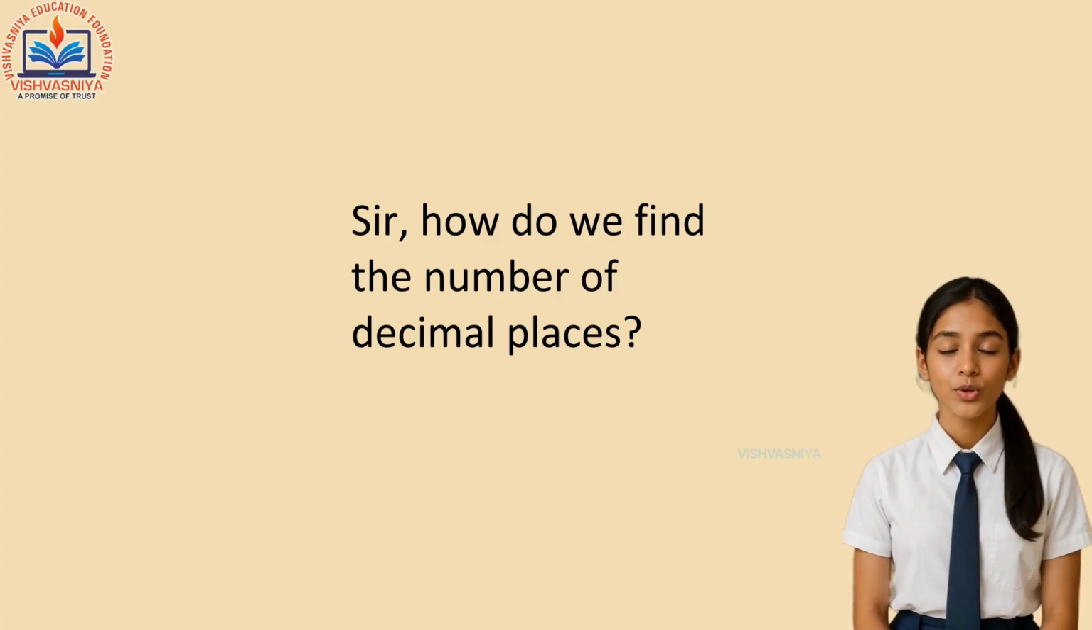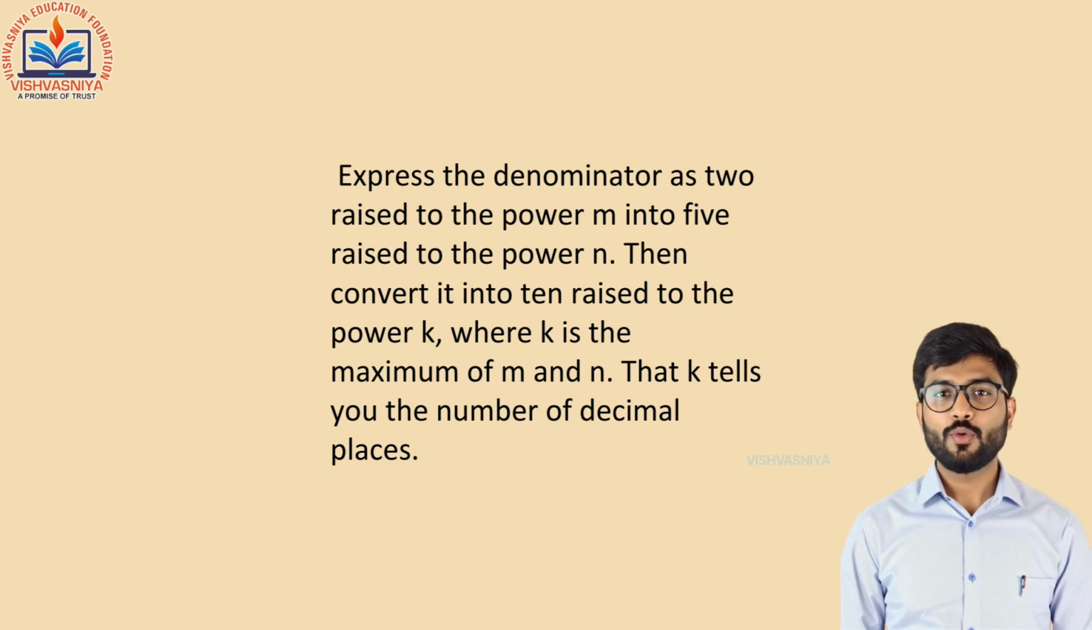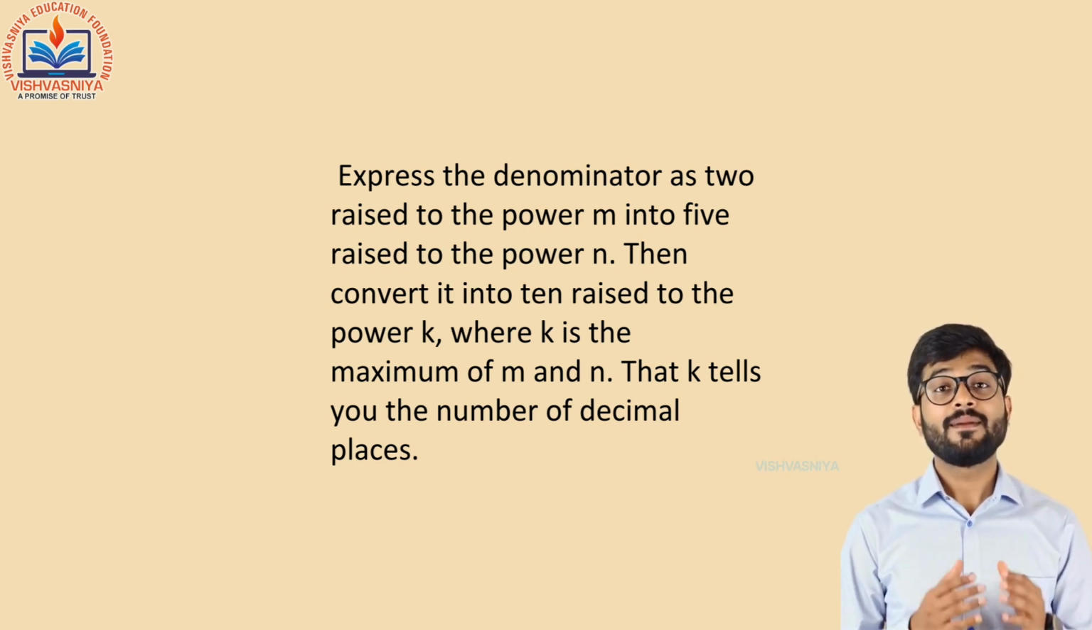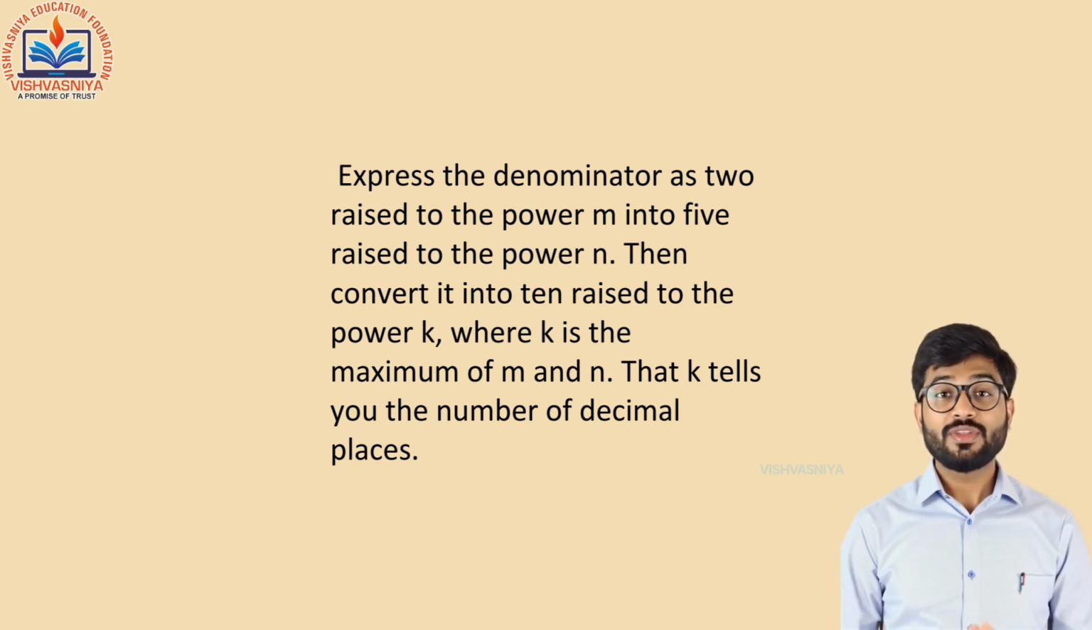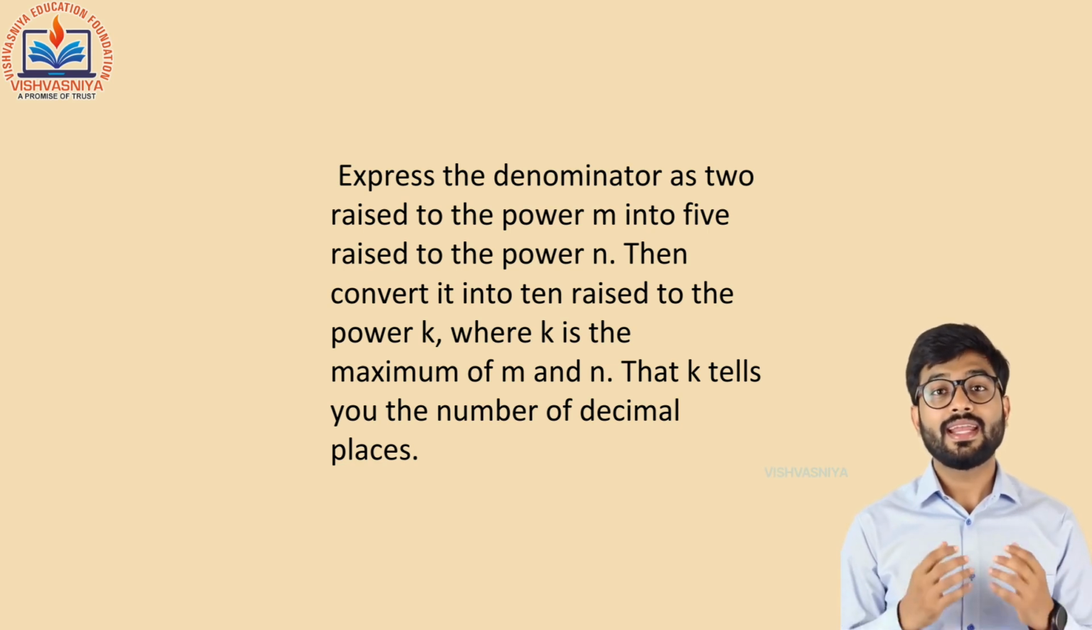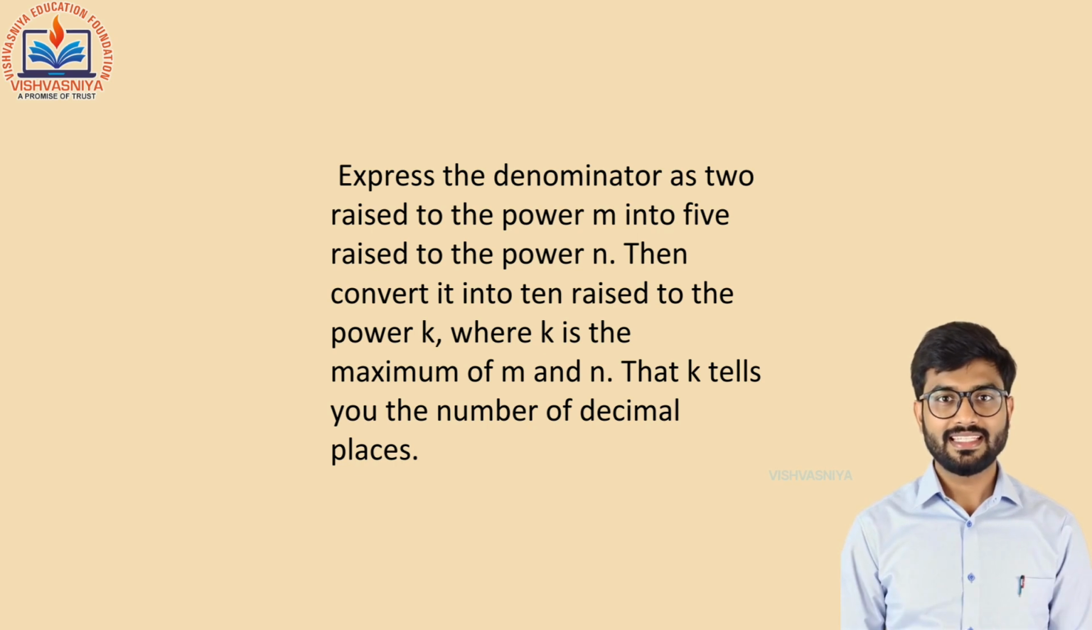Sir, how do we find the number of decimal places? Express the denominator as 2 raised to the power m into 5 raised to the power n. Then convert it into 10 raised to the power k, where k is the maximum of m and n. That k tells you the number of decimal places.